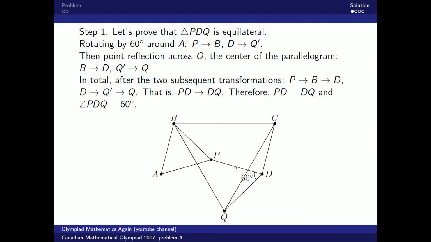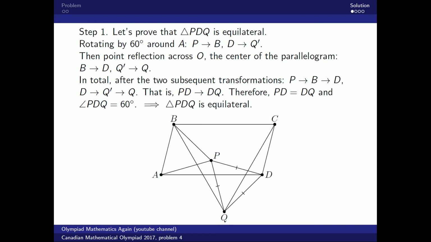So now we see that we have the triangle PDQ, and in this triangle we have a pair of sides which are equal to each other, and the angle between these two equal sides is equal to 60 degrees. But this immediately implies that this triangle PDQ is equilateral, right? So that concludes the first step. That's what we wanted to prove in the first step, that the triangle PDQ is equilateral.